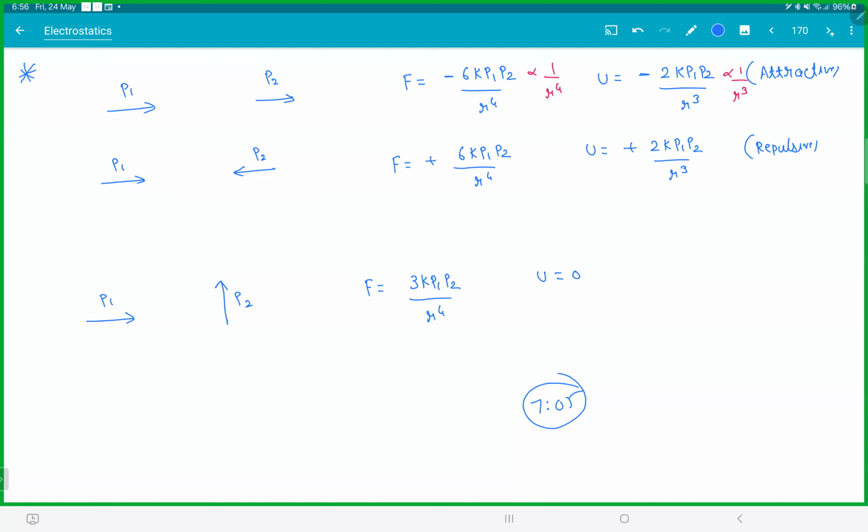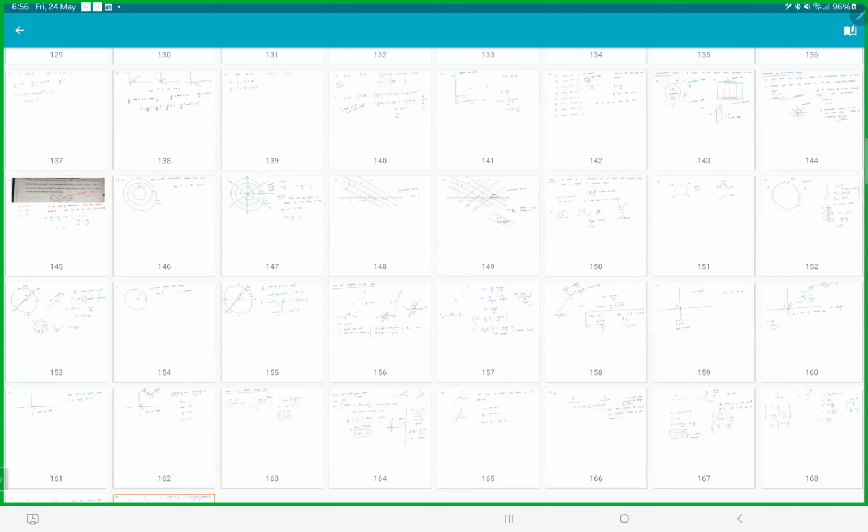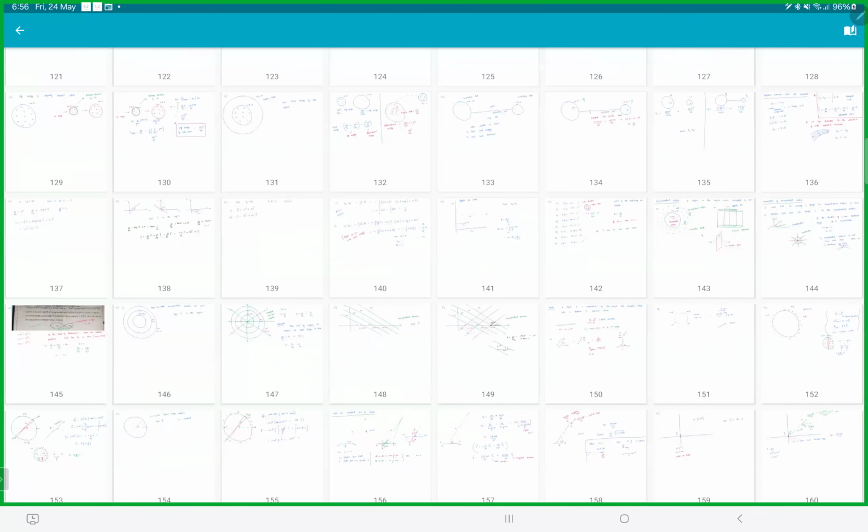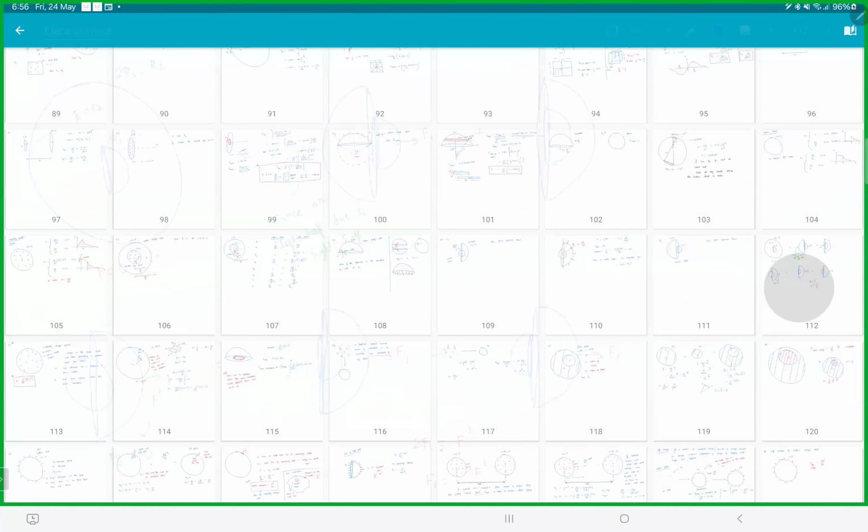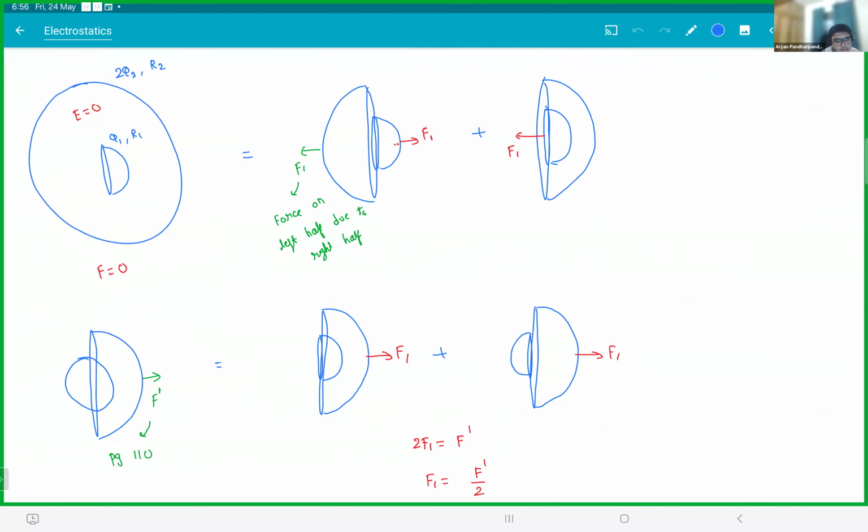Any doubts so far? Aryan, you're saying something? Oh, shell ka? No. What I was trying to do now, the force due to the small shell on the big shell, right, is equal to the force due to this right half on the big one and the left half on the big one, isn't it? The force of both pieces on the big one is the sum, the force due to this inner shell, na?